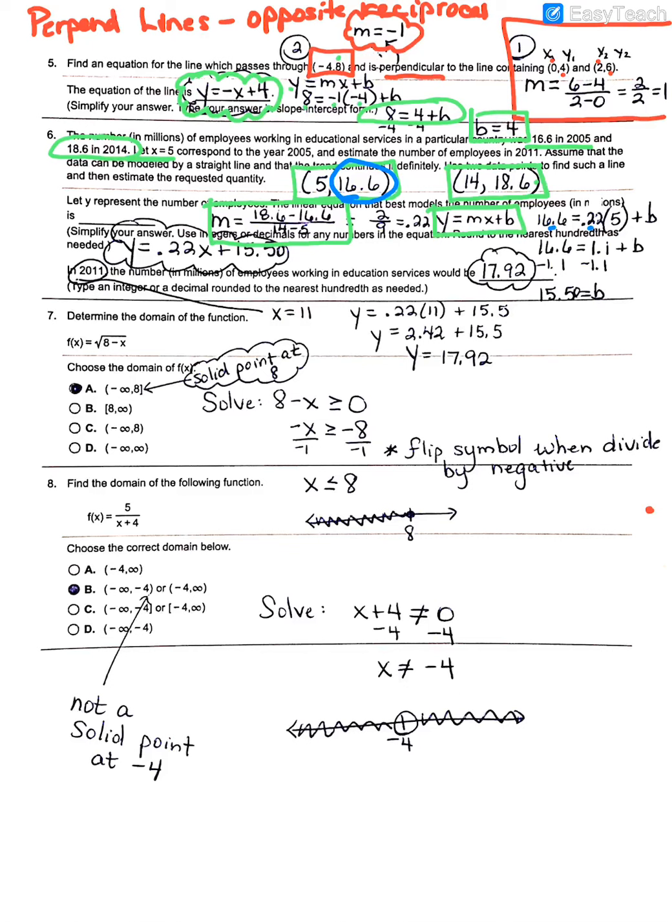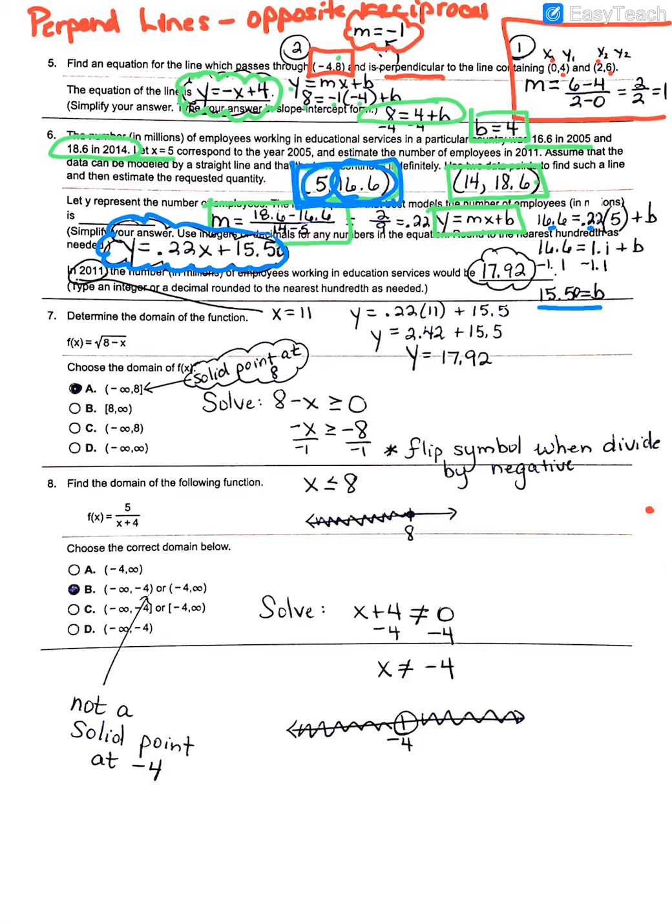My slope is the 0.22, and then I have to make sure that I plug in 5 for my x so that I'm getting both x and y from the same ordered pair. So in this case, when I multiply 0.22 times 5, I get 1.1. When I subtract that on both sides, I'm left with a b value of 15.5. So that led me to this equation where my y was equal to 0.22x plus 15.50. They said round to the nearest hundredth, so that's 2 decimal places.